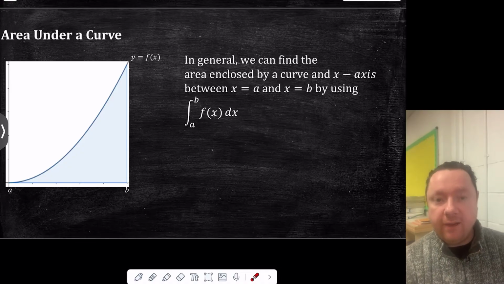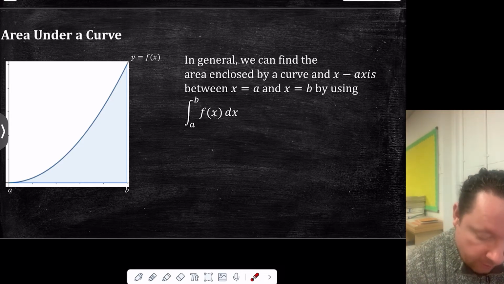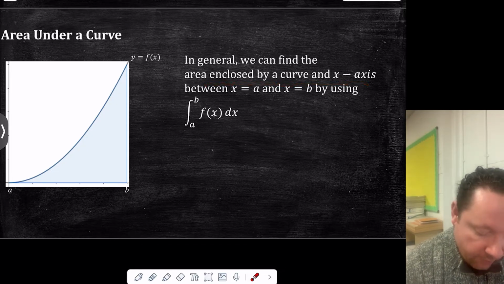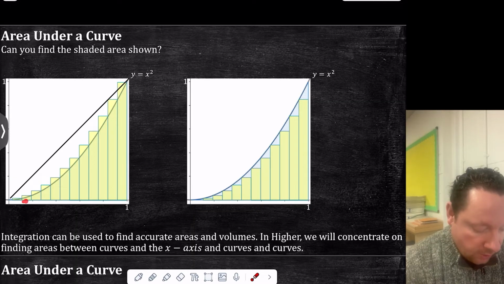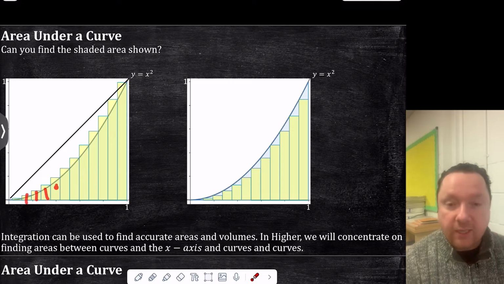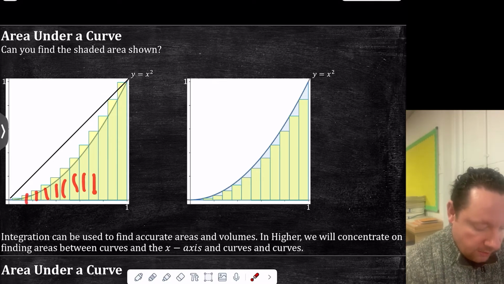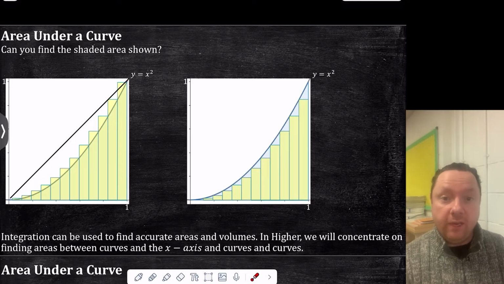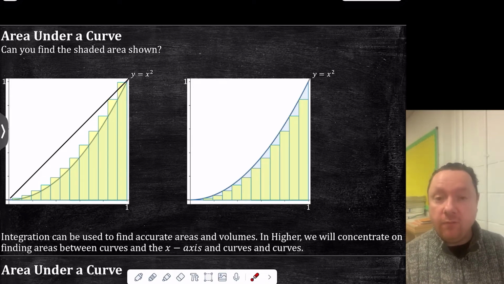Use integration to find the area under a curve. In general, we find the area enclosed by a curve and the x-axis between a and b as the integral between a and b of f of x dx, where you can imagine taking little slices under your curve and it makes little rectangles. As that little distance gets smaller, adding up all those little rectangles gives you the area. So you'll see that later if you ever do any further maths.